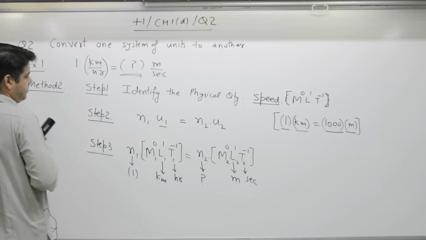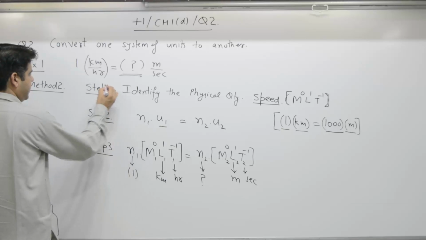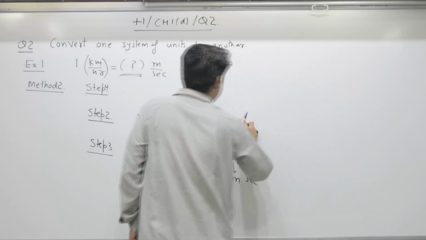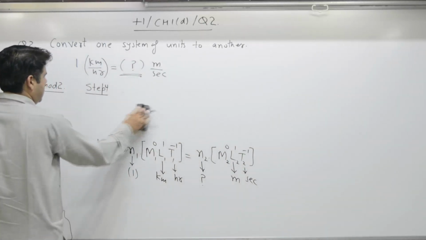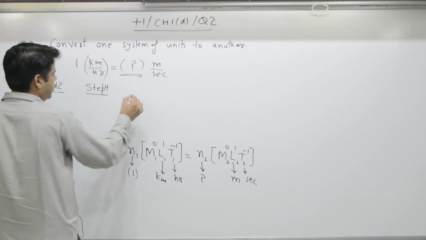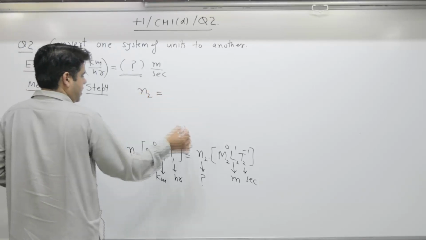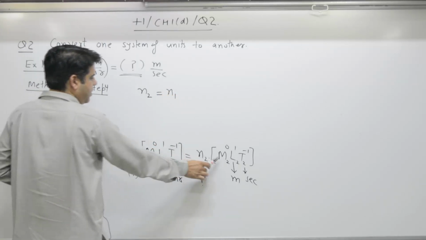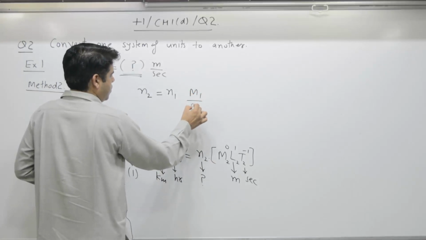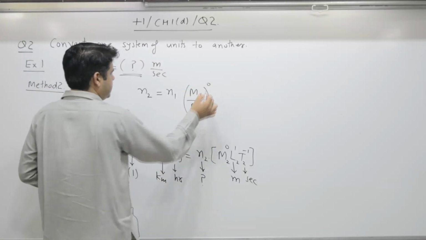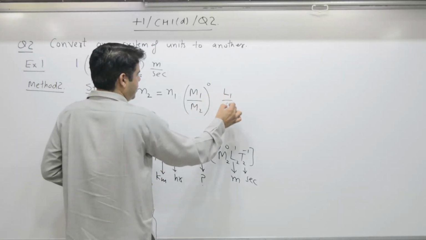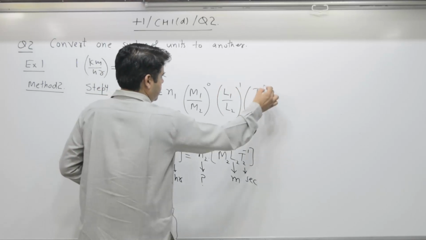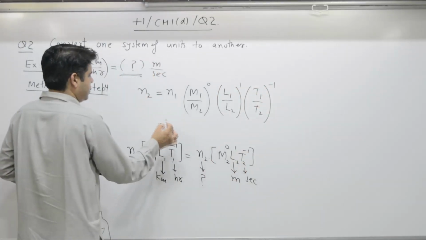Step 4. Again it is a rearrangement of step 3. N2 is equal to what? N2 is equal to N1 into M1 by M2 power dimension 0, L1 by L2 power 1, T1 by T2 power minus 1.